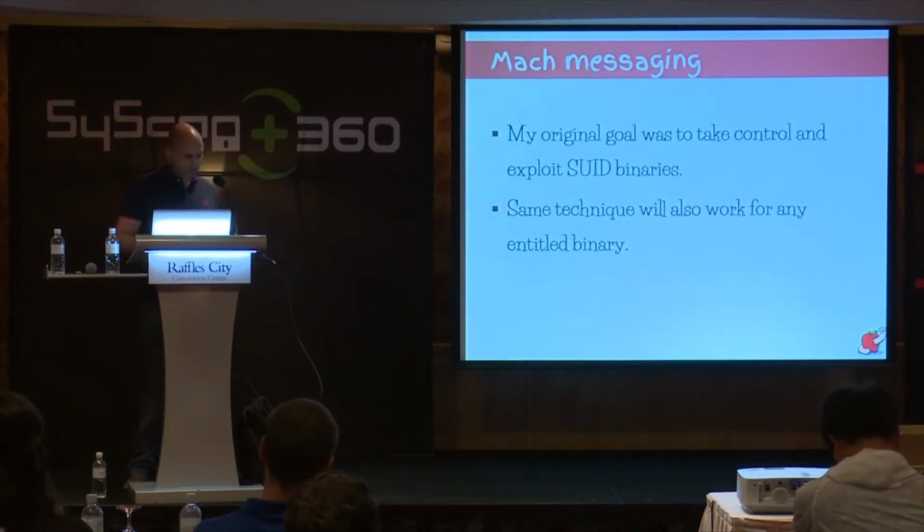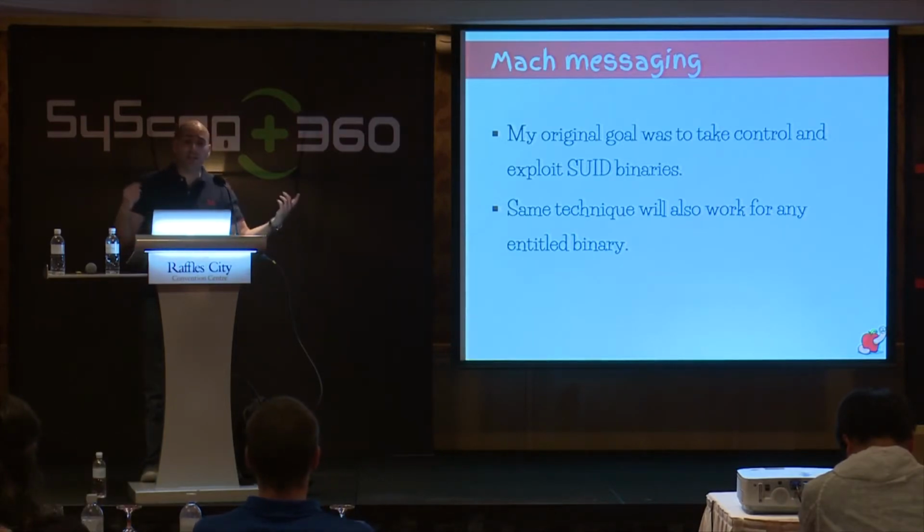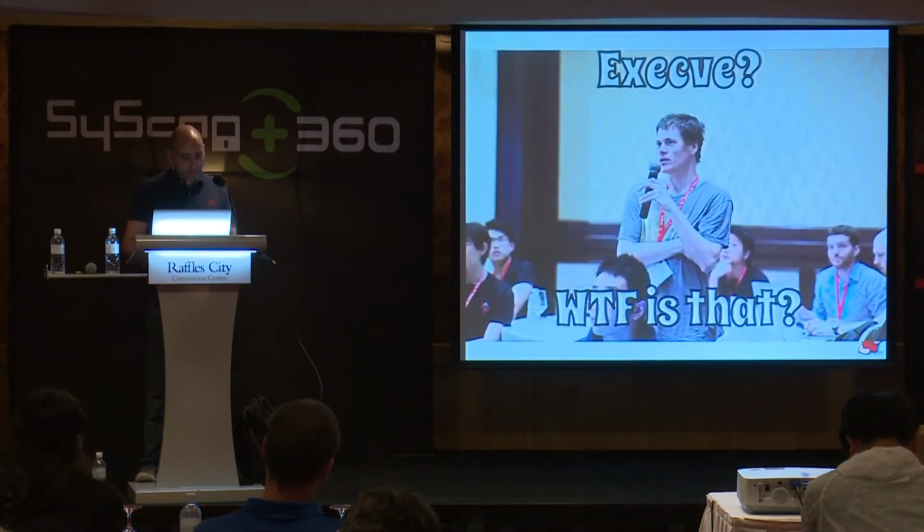It's relevant. My original goal at the time was to take control of SUID binaries. The reason is I was working with root pipe, exploring some alternatives on root pipe, but then after the technique worked, I saw, okay, I can control any binary, so I can control any entitled binary with the same technique. So the bug allows you to do privilege escalation, and then allows you to abuse SIP. So it is a two-in-one bug. It allows you to control everything on the system.